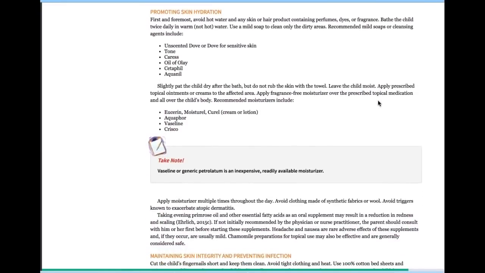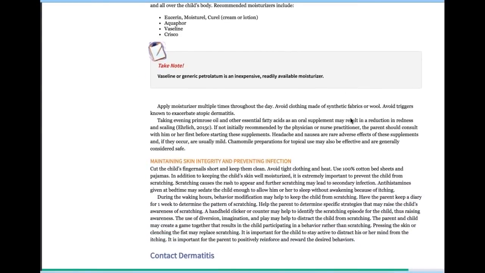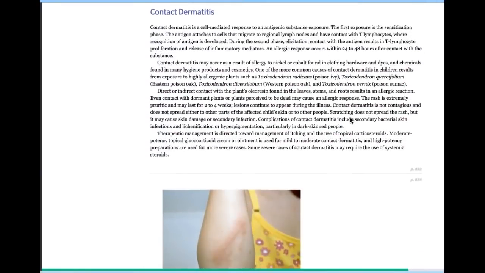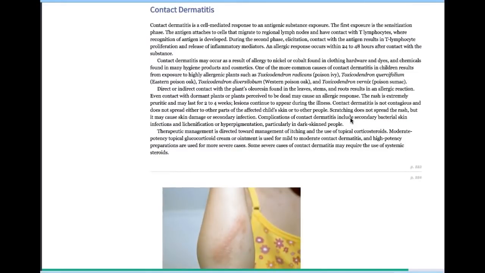All right, you want to basically hydrate your eczema. So Eucerin, Aquaphor, those are all good, thick, nice emollient moisturizers. Vaseline, it's cheap and it's good. So moisturize that eczema. Contact dermatitis, again, is when they come into contact with something: nickel, poison ivy, some sort of chemical reaction to a cleaner.